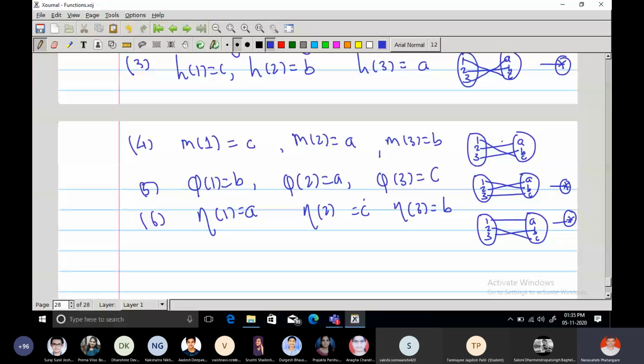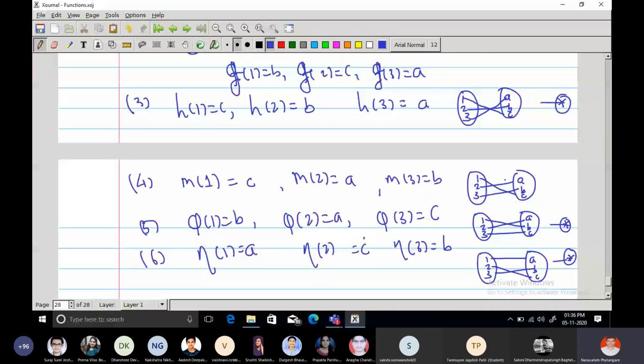But these three functions are distinct because 2 goes to B: second element goes to second element. Here, third element goes to third element, and here first element goes to first element. We are just switching 2 elements. Here, second element goes to second element, switching first and third. And all others are just cyclic, moving in cyclic order.